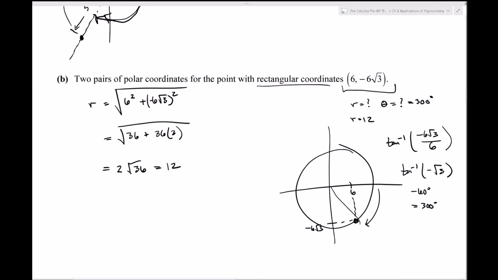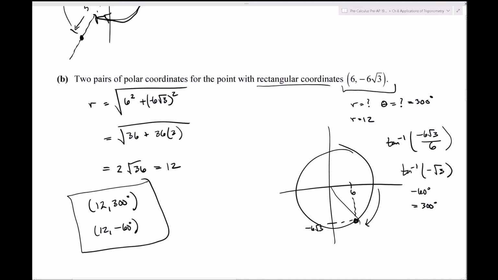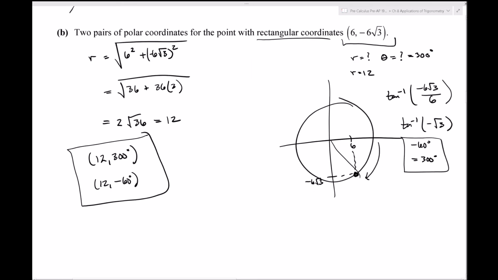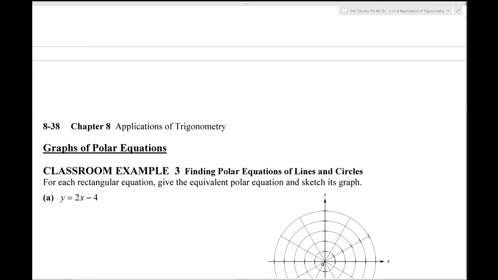So then we found one: 12, 300. Let me give another: 12, negative 60. Those are freebies, and that's all they wanted, 2. That's an easy way. 300 is the same as negative 60, and that's because of these right here. So I'm going to use both of those. That's not cheating. That still works. So that's it for letter B. And that's it for number 2, by the way.